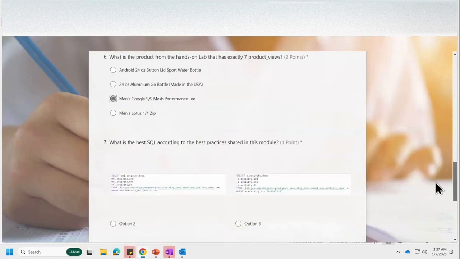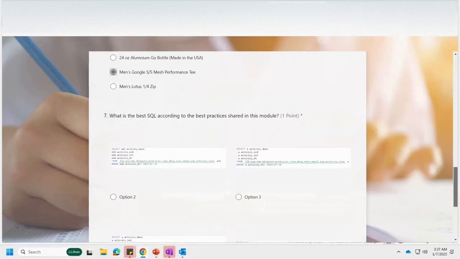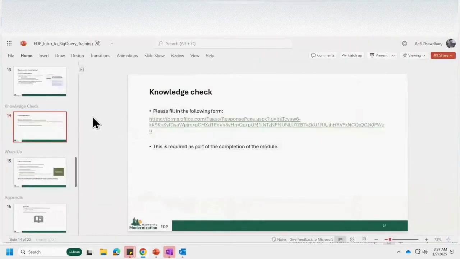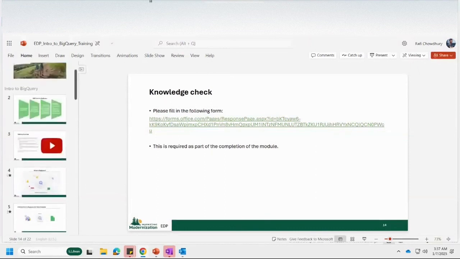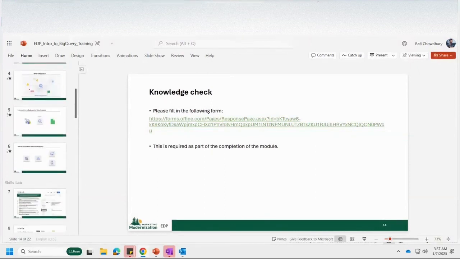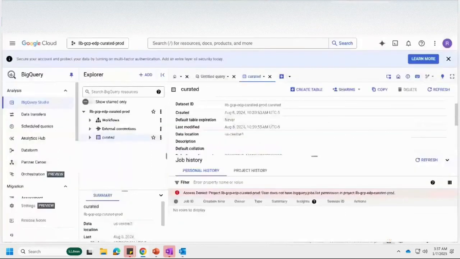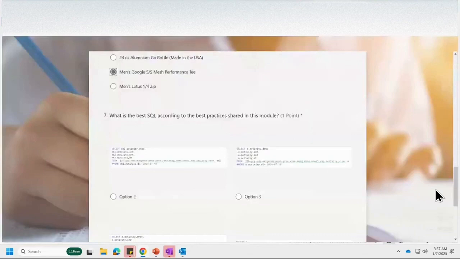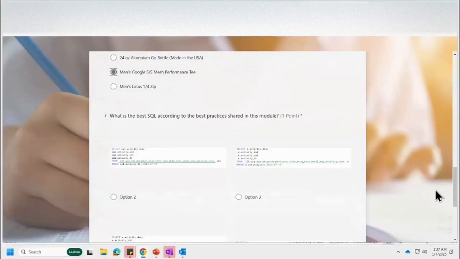Where is this hands-on lab? We have to do it from here. PPT? Yes. I have to sit down and do all this with you soon to learn all this stuff. What are the best SQL best practices shared the most?